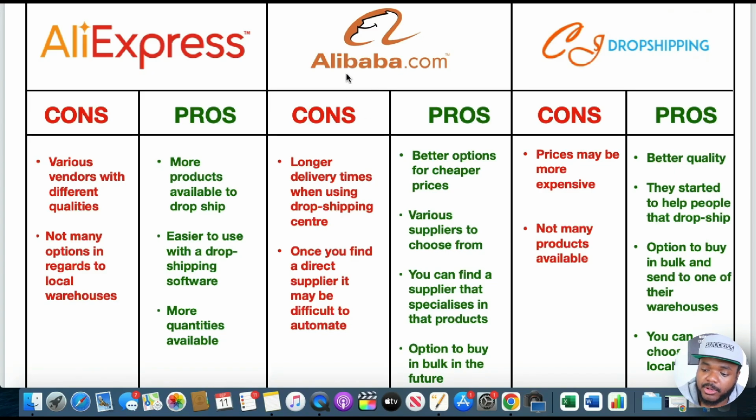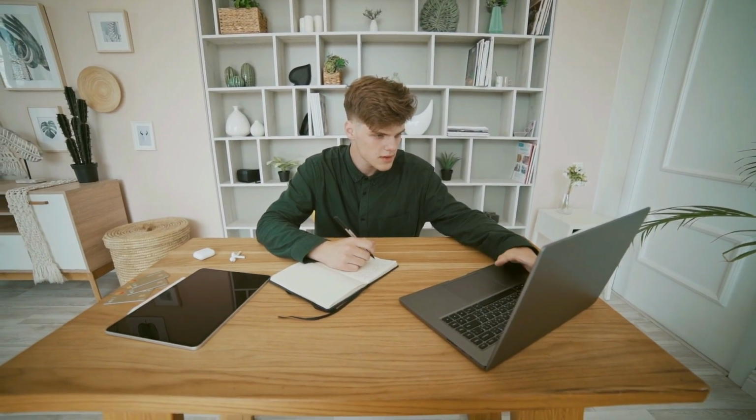So moving on to Alibaba.com, one of the first cons is that there's going to be longer delivery times when using the dropshipping center. The way that Alibaba.com works is that it's split up into 2 different ways. You're going to be able to either dropship directly from their dropshipping center, or you can contact a supplier. Once you start communicating with that supplier, you're going to be able to give them your customers' information, and they're going to be able to fulfill the orders directly to your customers. But in my experience, I've noticed that the dropshipping center tends to have longer delivery times compared to AliExpress.